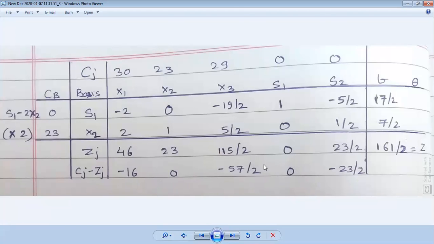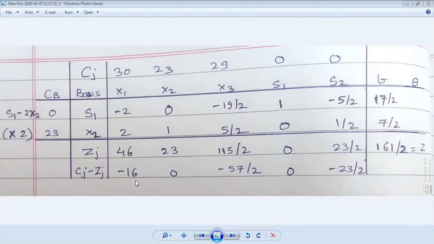Am I clear? Are you able to hear me? One can respond. Yes, sir. Okay. So this is your stopping condition. Are you able to understand what we are going through?